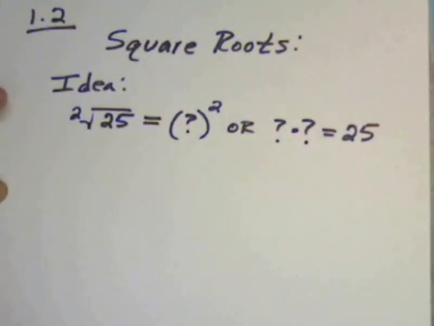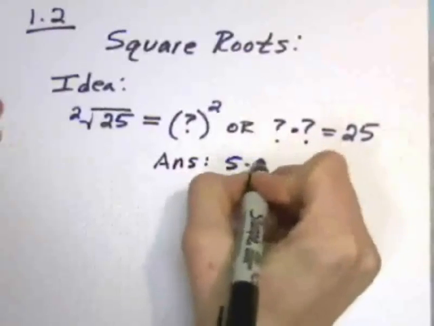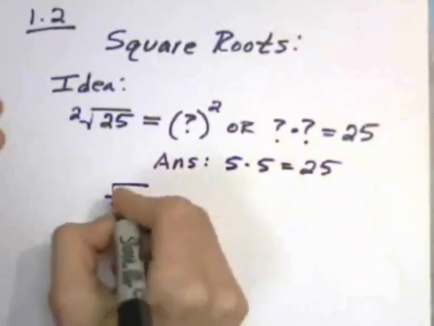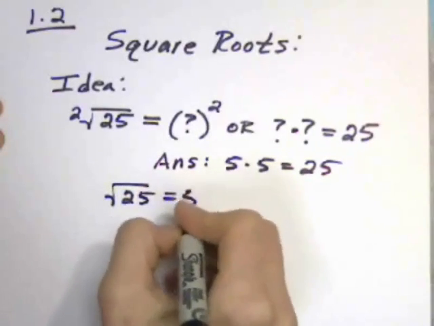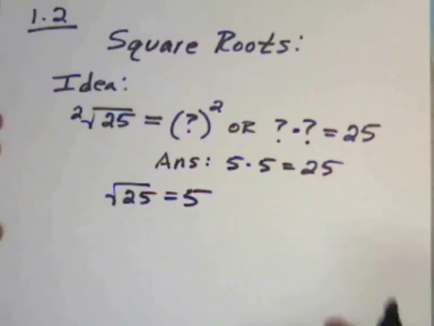This right here is a pretty basic one. Hopefully you guys are thinking 5 times 5 equals 25. So in other words, the square root of 25 is equal to 5. But the idea is, of course, they're not always this simple. They're not always perfect square roots.